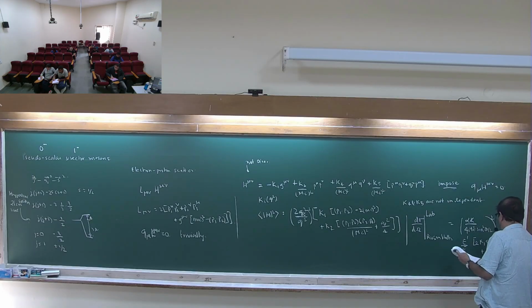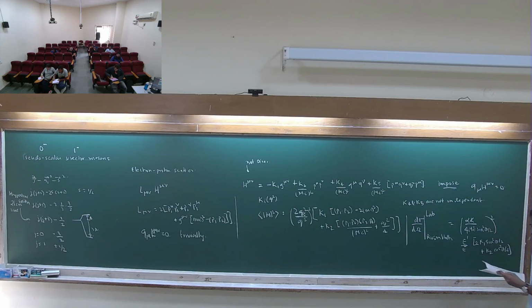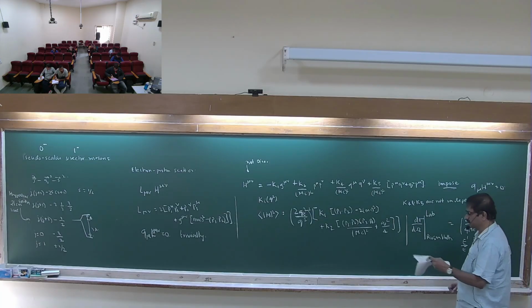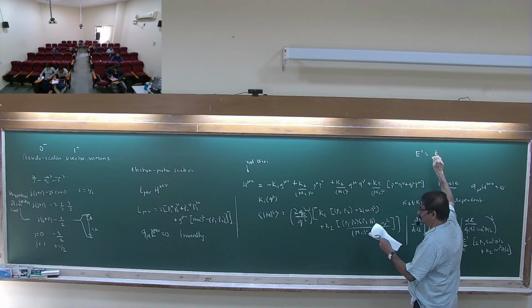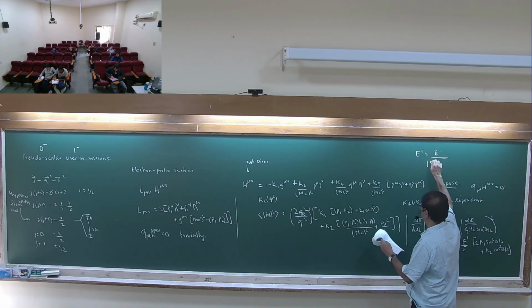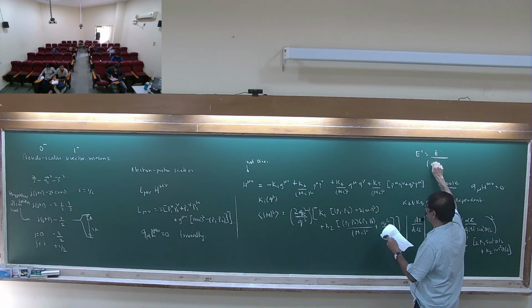Note that for elastic scattering, E′ is not independent of E and cos θ. Very important. E′ is not independent. It's fixed if it is elastic, and it is fixed by this relation: E′ is equal to E divided by 1 plus 2E/mc² sin²(θ/2).